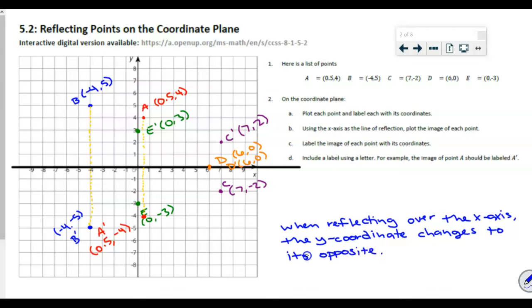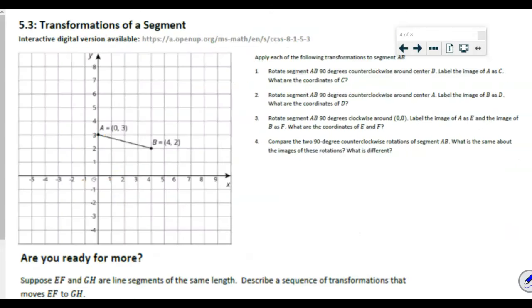Okay. And now we are ready to switch gears and continue on. Transformations of a segment. We're not going to continue talking about reflections. We're going to start looking at rotations. Apply each of the following transformations to segment AB. We start by rotating segment AB 90 degrees counterclockwise around center B.